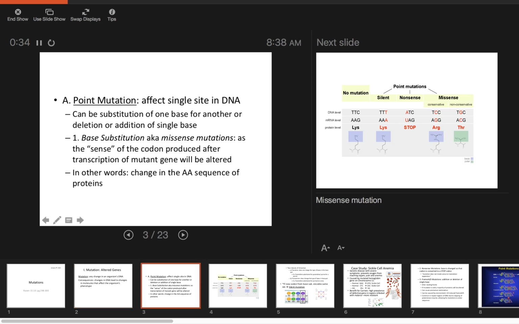One type of mutation is called a point mutation, which means a single site in the DNA, a base pair. You can either add or delete, or you can change the base from like an A to a T or C to a G or any other nucleotide. So base substitution is usually called a missense mutation. In other words, you're changing the amino acid of the protein. So if you change the amino acid in a protein due to a base substitution, you call it a missense mutation.